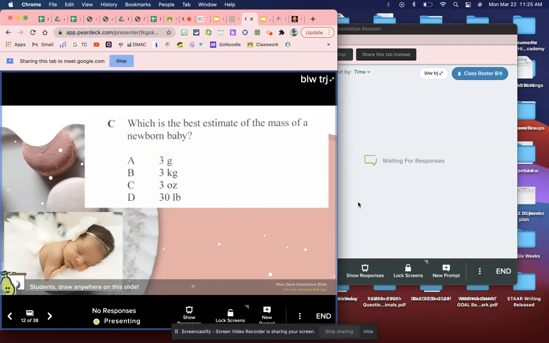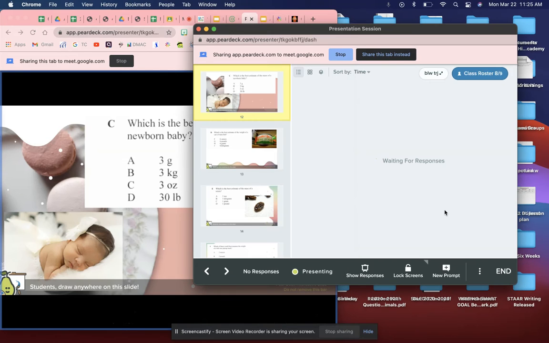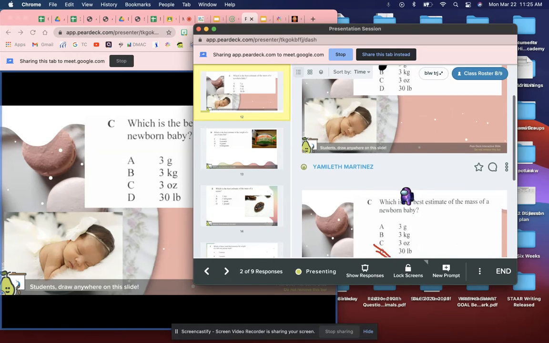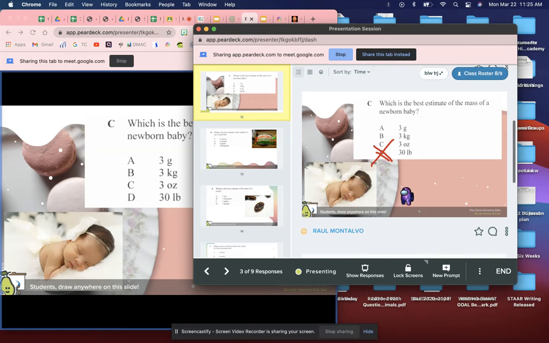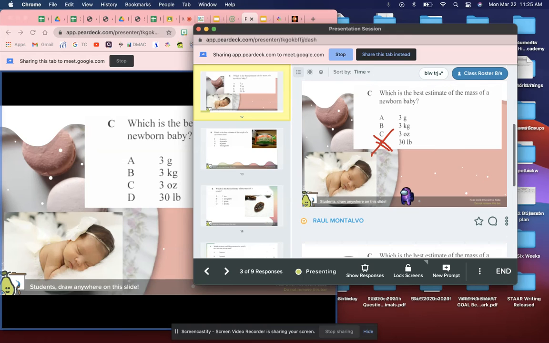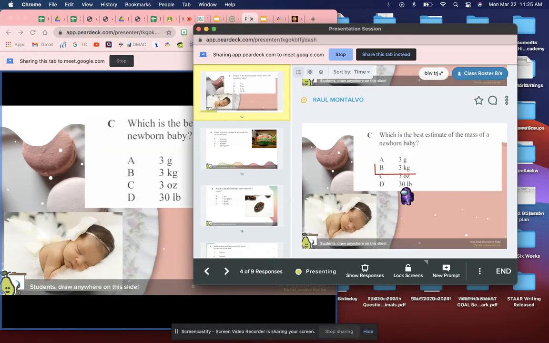How would we weigh the mass of a newborn baby, guys? A newborn baby. 3 grams, 3 kilograms, 3 ounces, or 30 pounds? A small baby. Good job, Raul. That one is a crazy answer. 30 pounds. What?